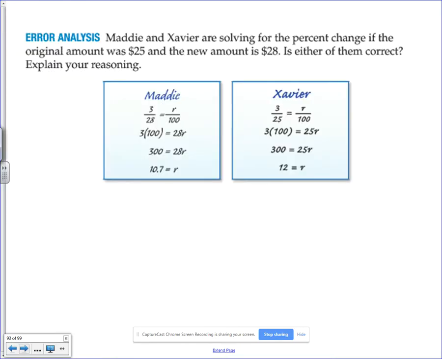All right, next warm-up problem. I would like you to go ahead again, pause this video, and see who is correct, either Maddie or Xavier. Notice they're finding the percent of change here. The original amount was 25 and the new amount is 28. So again, go ahead and pause and see who is correct.